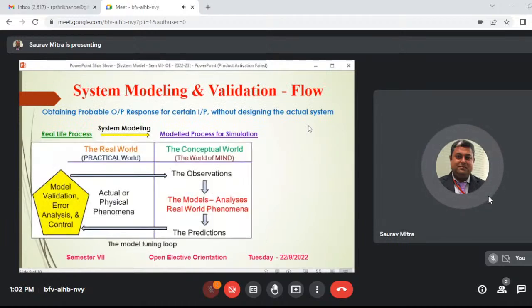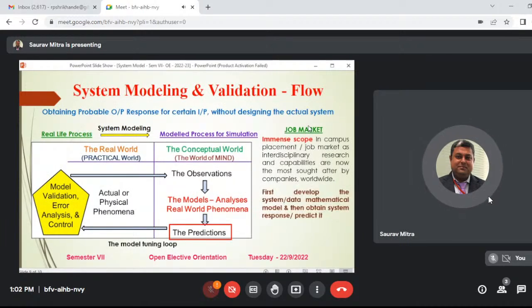Now here is the real-time process. This is what system modeling is going to do. This thing we will see again in the course. On the left side you find the practical world, and on the right side the conceptual world. I generally take the example of COVID. On the left side, you can find there is a division in the middle.